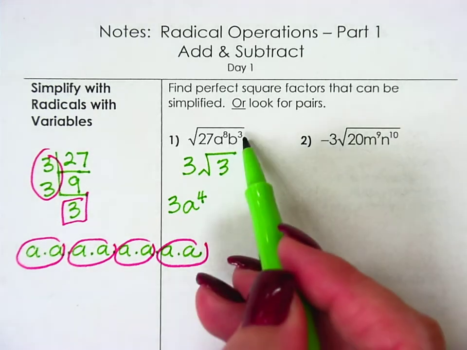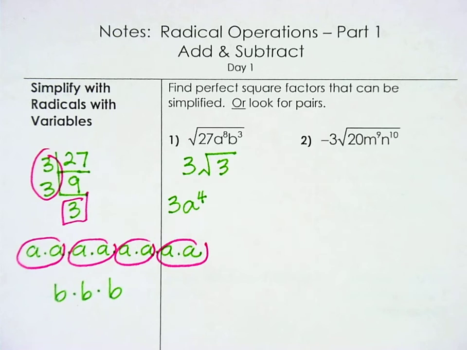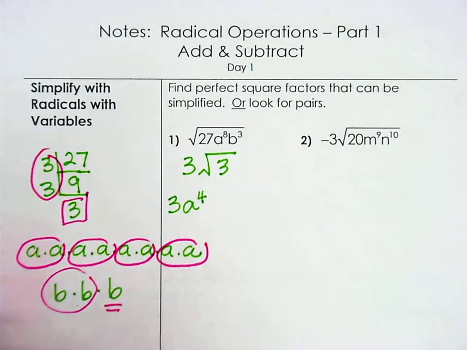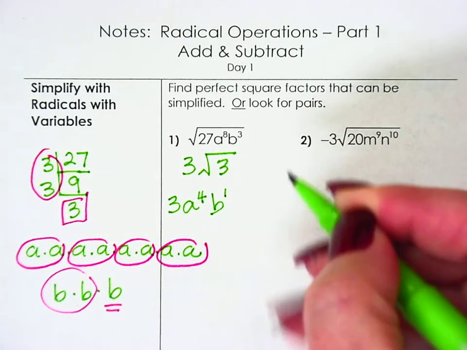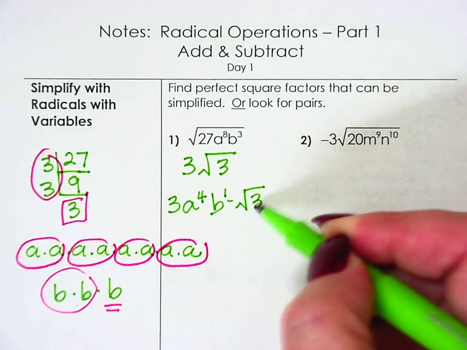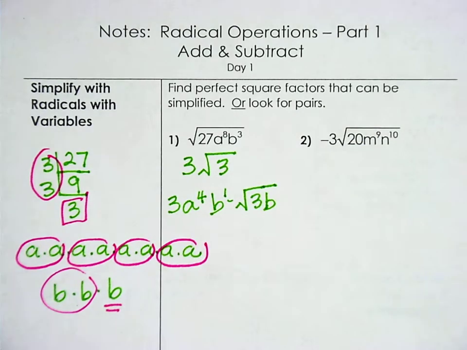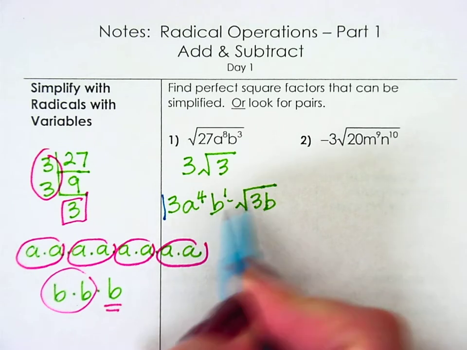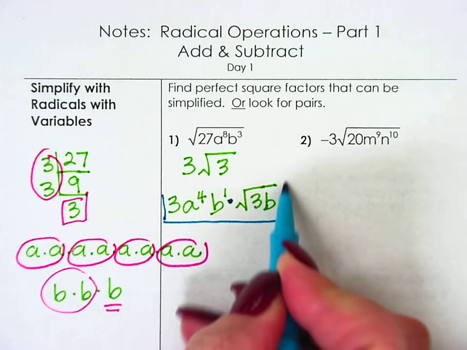Then I have B's. I have 3 B's. B times B times B. So how many pairs are there? Well, there's 1 pair of B's with 1 left over. So the 1 pair gets to go on the outside. The 1 that's left over is going to go back on the inside with that 3 that I had from earlier. So this is my final answer. 3 times A to the 4th B times the square root of 3B. And that's the full answer there.